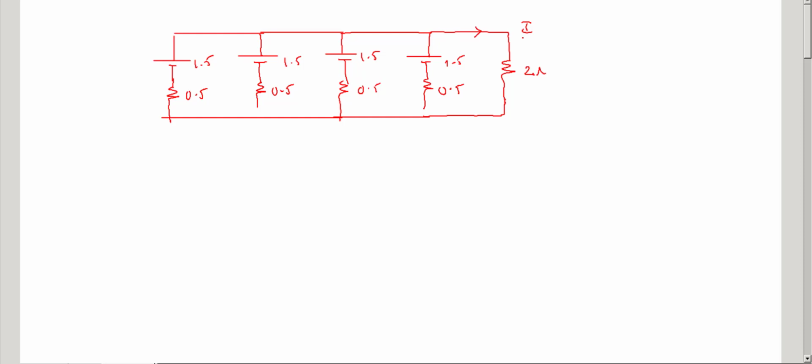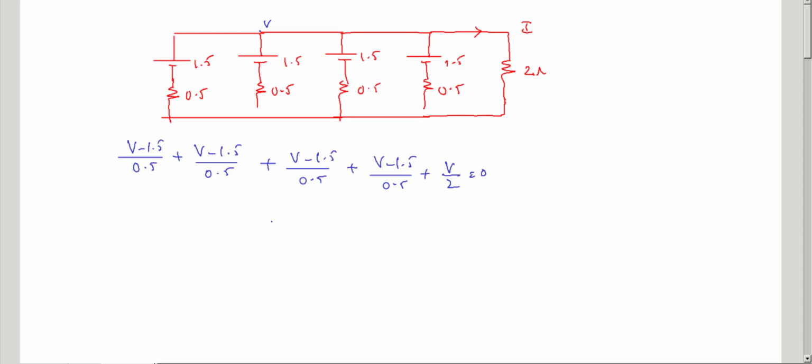So what we have seen in series, now what you see in parallel. Let's see. In this question, nodal analysis applies. V minus 1.5 by 0.5, four times, plus V by 2 equal to 0. This is 4 into V minus 1.5 by 0.5 plus V by 2 equal to 0.